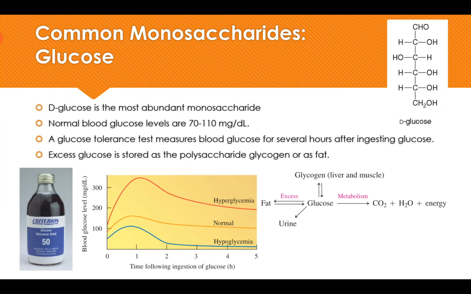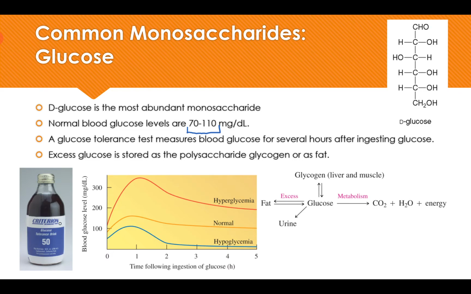Our first monosaccharide is glucose. Glucose is the most abundant monosaccharide, and our bodies run on it. Normal blood glucose levels are between 70 and 110 milligrams per deciliter. A glucose tolerance test measures the glucose several hours after ingesting it.